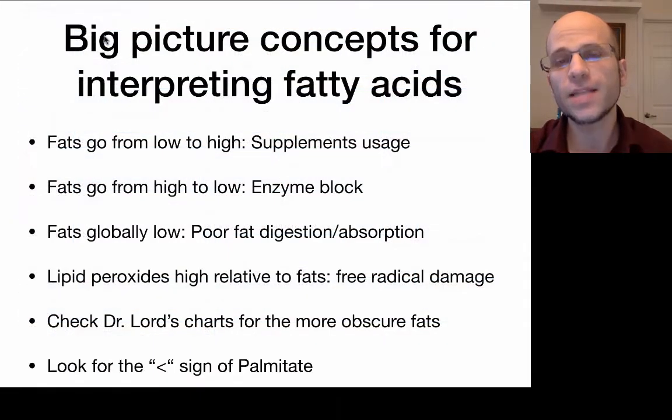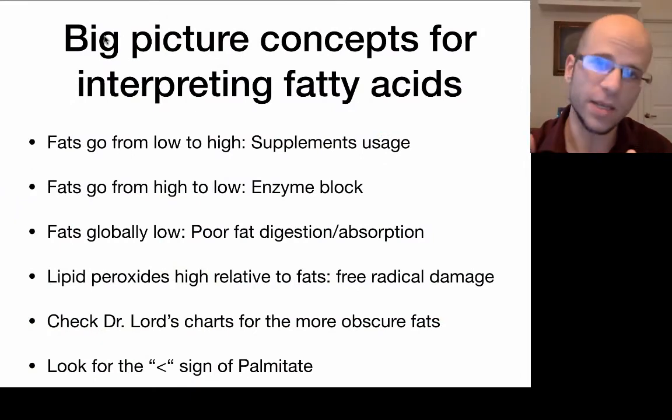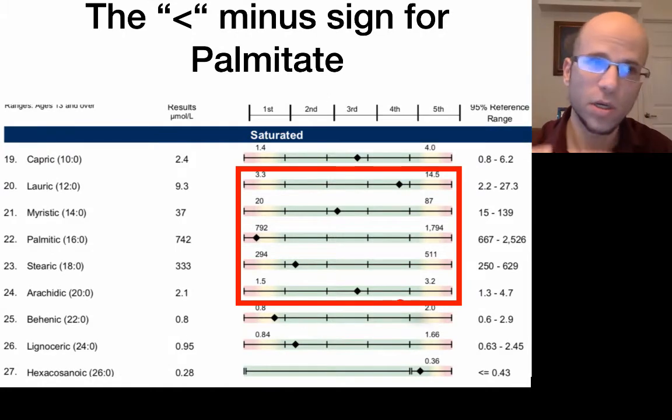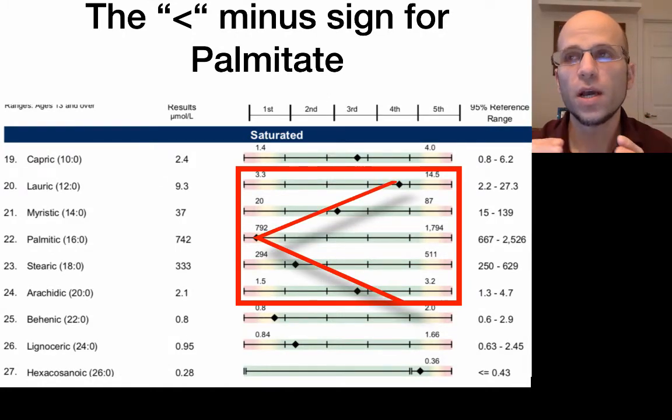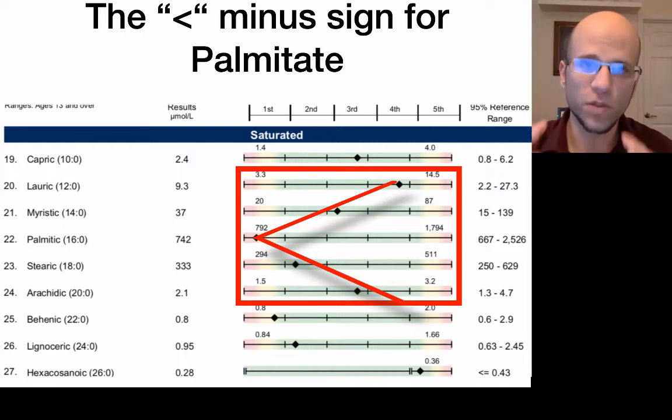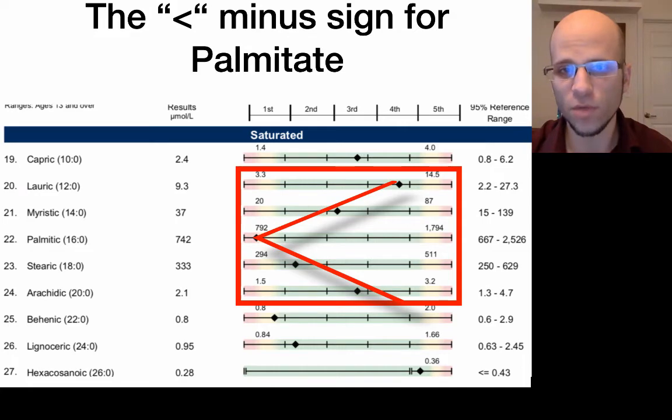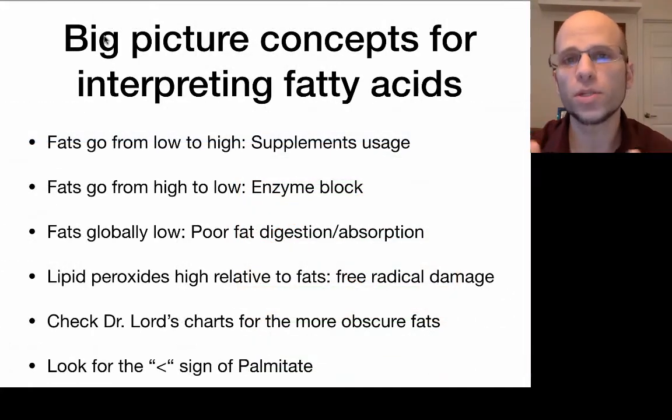And then the last thing to look for is the less than sign of palmitate, which is a specific big picture viewpoint of fatty acids. It's a very specific sign to look for that's very, very meaningful. We'll talk about that in the last part of the presentation. So those are the 6 big picture concepts.